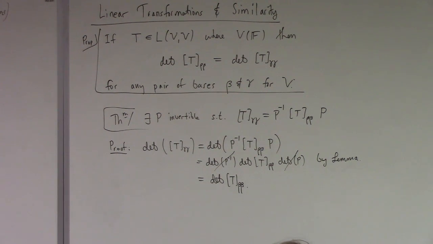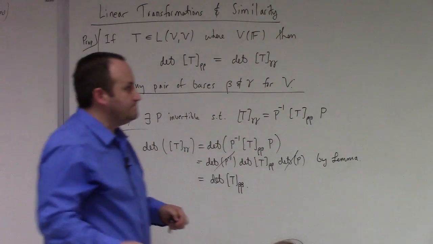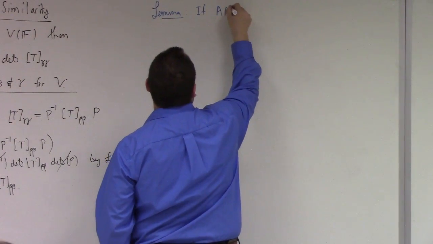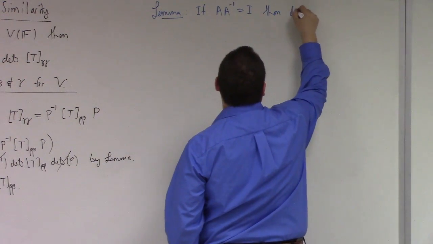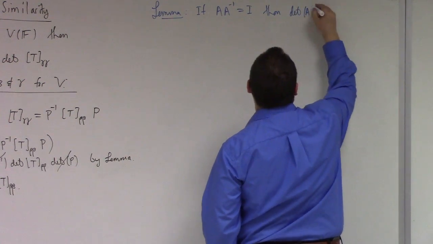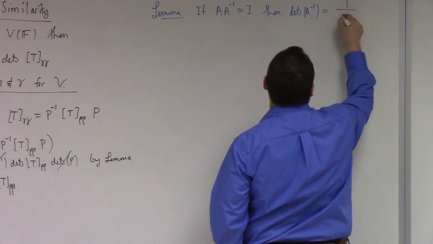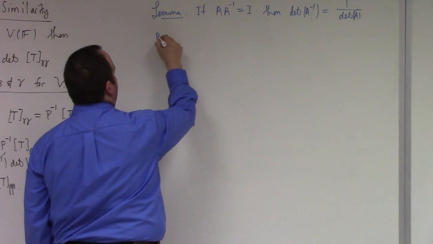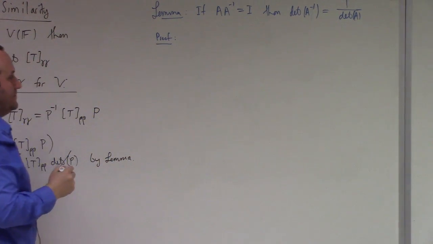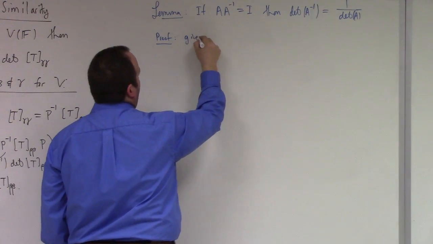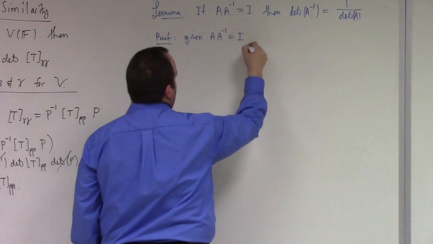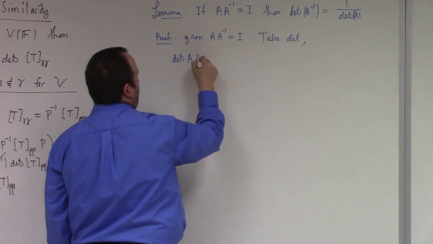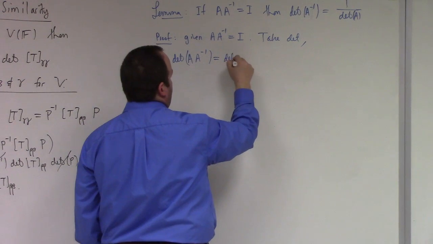Let me prove that lemma before we go on. How would I prove that lemma? So here it is. If A inverse is equal to I, then the determinant of A inverse is equal to 1 over the determinant of A. How do you prove that? So you're given A times A inverse is equal to I, right? Take the determinant. We get the determinant of A times A inverse, which is equal to what? Determinant of I.